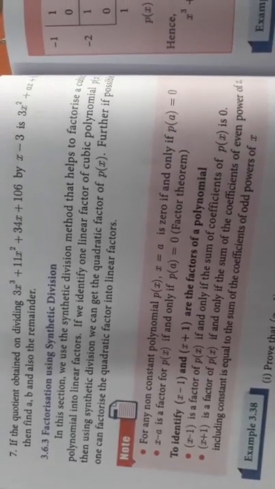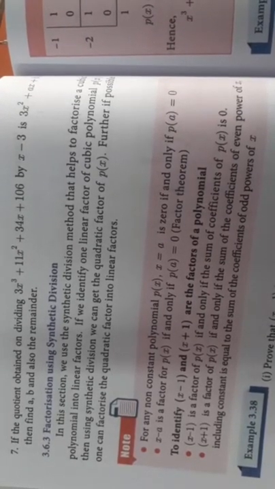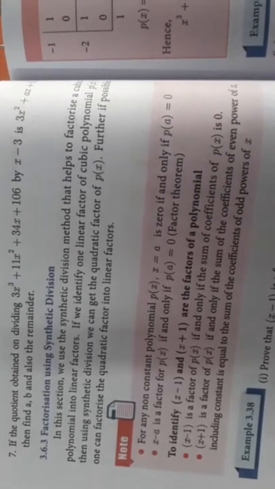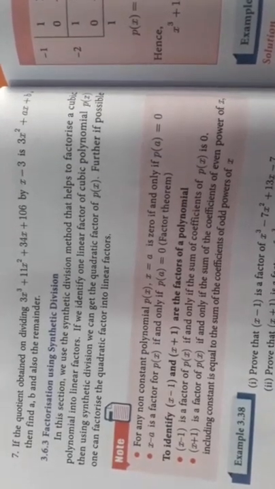In this section, we use the synthetic division method, which helps to factorize a cubic polynomial into linear factors. If we identify one linear factor of the cubic polynomial p of x, then using synthetic division, we can get the quadratic factor of p of x. Further, if possible, one can factorize the quadratic factor into linear factors.